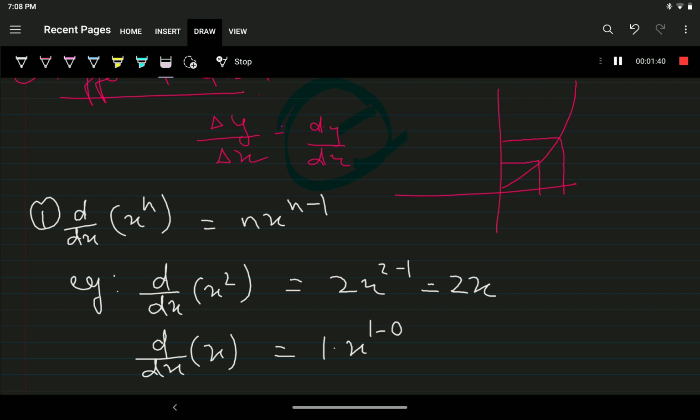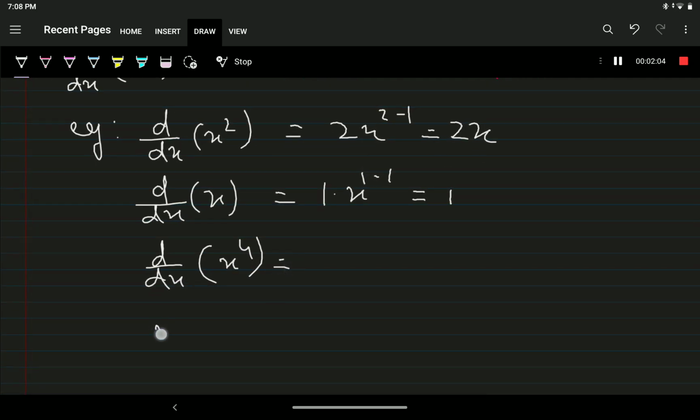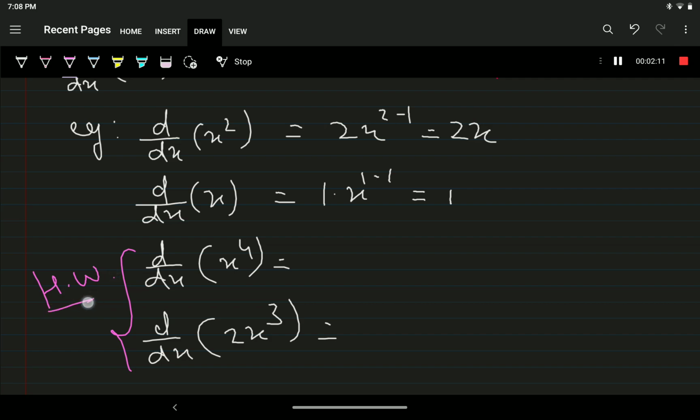d/dx of x is 1 into x to the power 1 minus 1, that is 1. Similarly, d/dx of x to the power 4, d/dx of 2x cube. This is your homework question. Just solve it and write the answer in the comment section.